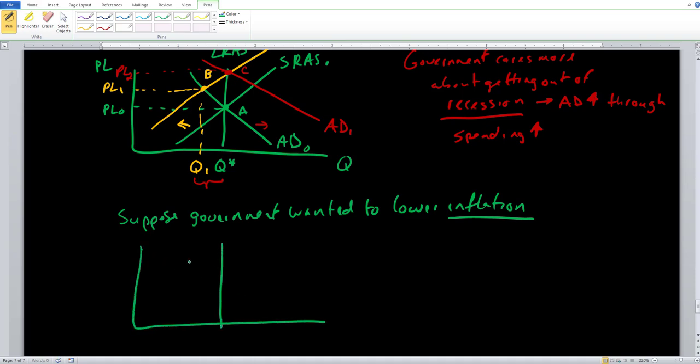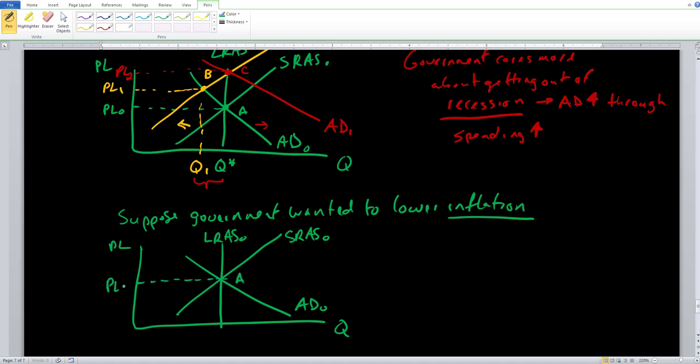So once again, we want to build up our curves. We have SRAS0, AD0, and LRAS0. We have price level, we have output. Once again, we're starting off in equilibrium at point A, PL0, and Q star. So once again, we just want to start off the beginnings of cost push inflation. We have a negative supply shock. We're going to be shifting our SRAS curve over to the left, SRAS1.